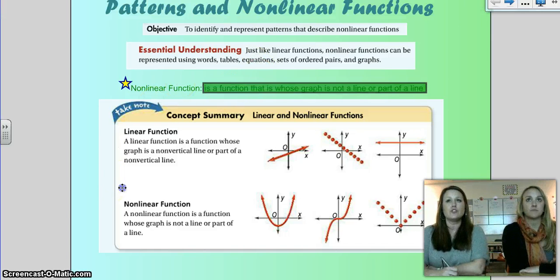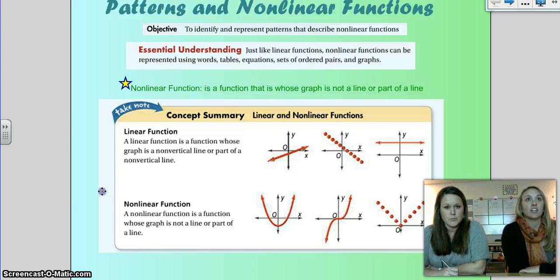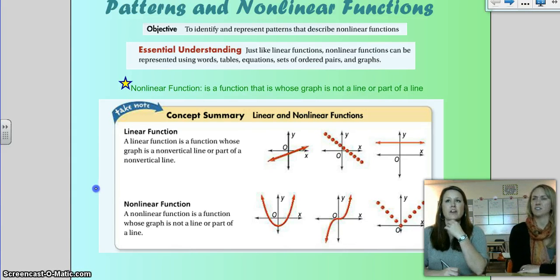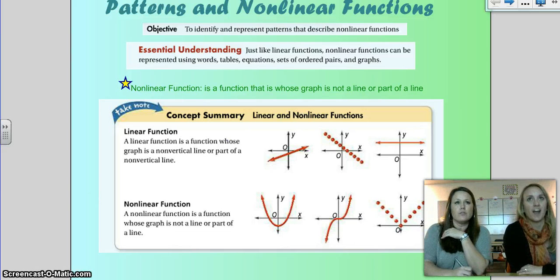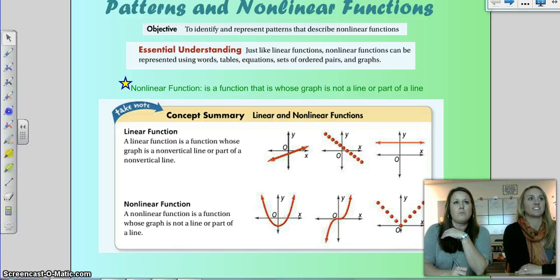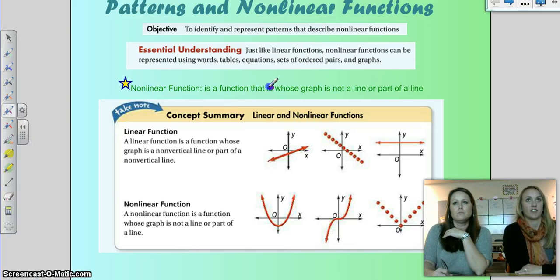Let's talk about nonlinear functions. So write this down. A nonlinear function is a function whose graph is not a line or part of a line.